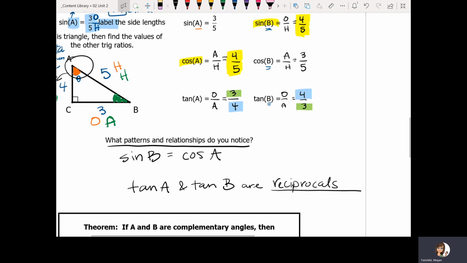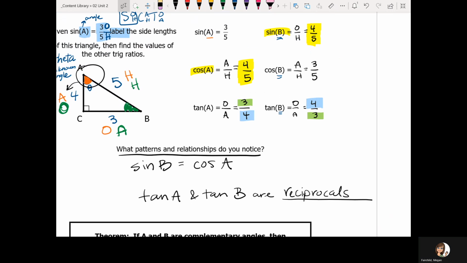All right, there's one other relationship here. What are we missing? What else do you notice? Jeremy? It's probably the two that I haven't highlighted yet. Sine A. Sine, not sin. Sine A and cosine B are the same. Yeah, they are. Aren't they both 3/5? They sure are. Cosine of B equals sine of A.